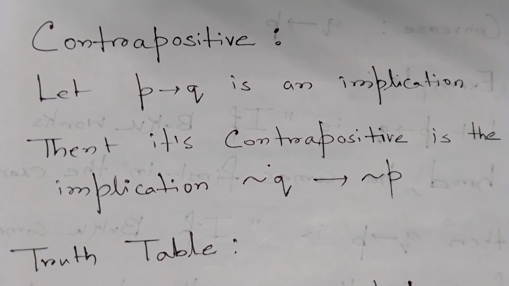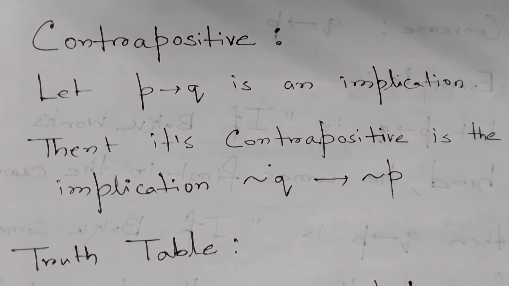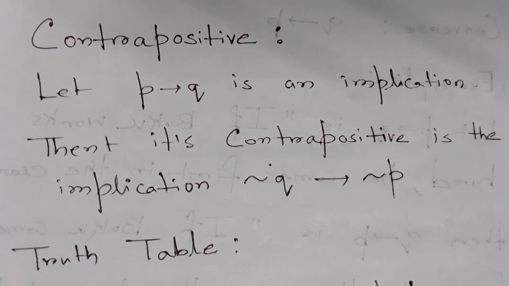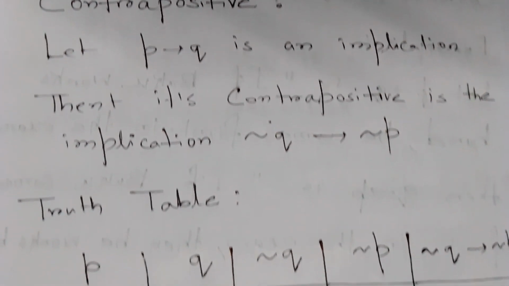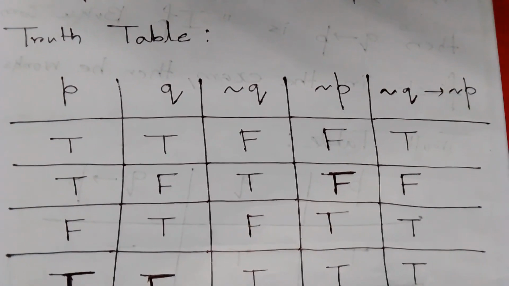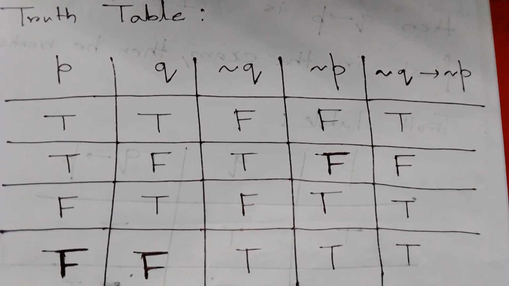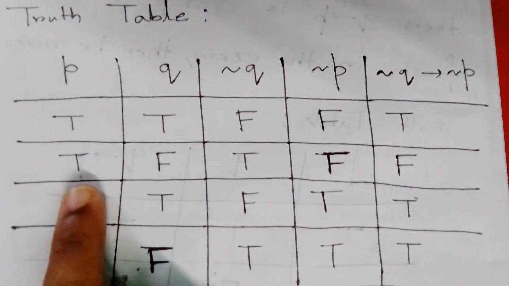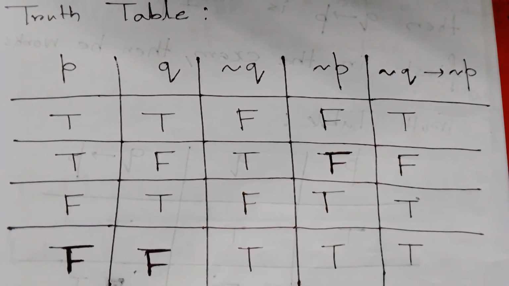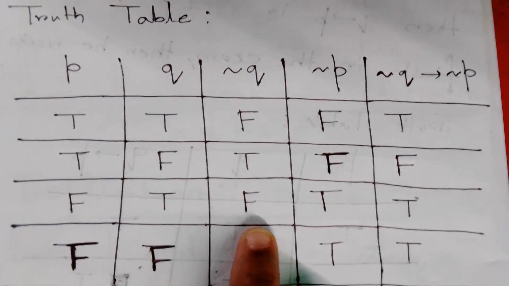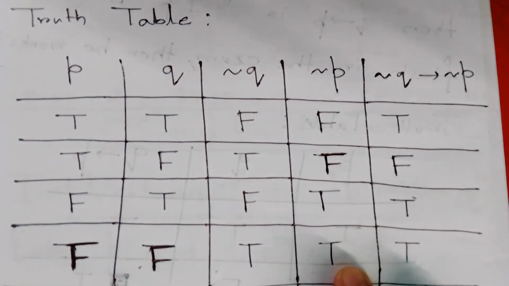So now this is the contrapositive. Let P implies Q be an implication, then its contrapositive is the implication negation of Q implies negation of P. So the truth table is as follows. PQ variables: true, true, true, false, false, true, and false, false. So here the negation of Q is true, false, false, true, true, false, and false, true. And here is the negation of P.